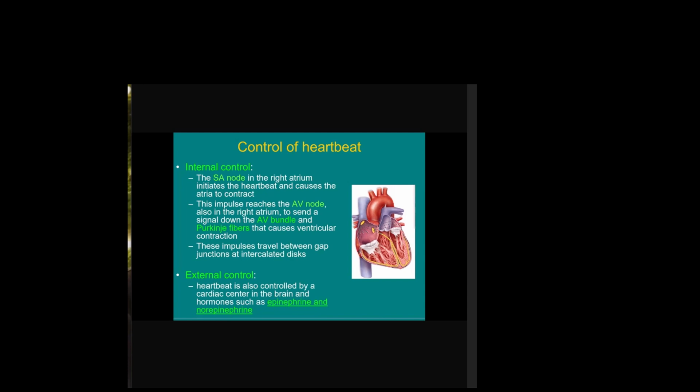We said this contraction can also be controlled or influenced by some chemicals. Like if something freaks you out, if you get scared sometimes, and then your heart starts beating fast, it is because of some chemicals, like epinephrine and norepinephrine. When these chemicals are present at elevated levels in the blood, they can also make the heart beat faster.